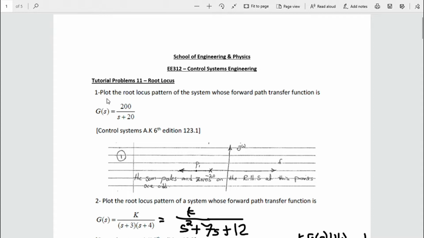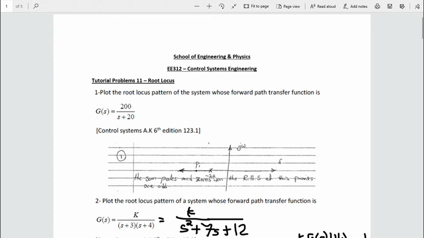Question number 1 is to plot the root locus pattern of the system whose forward path transfer function is G(s) equals 200 upon s plus 20. So the first step is to identify the poles and the zeros. Looking at the numerator there are no zeros, and looking at the denominator there is one pole. If we plot the pole on the imaginary and the real axis, the pole will fall somewhere over here.